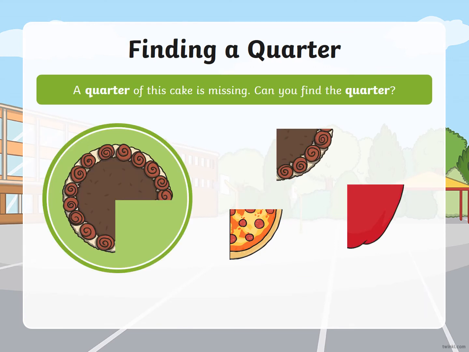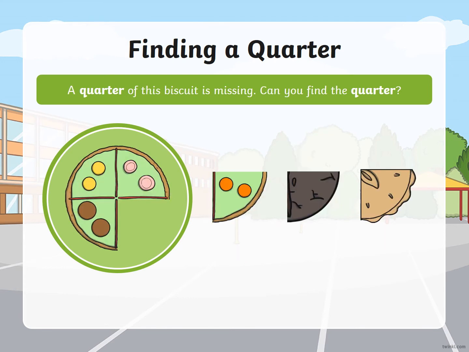So here you can see I've got a picture of a chocolate cake and we've got a missing slice. Can you pick the quarter that would fit into that cake? Did you pick the top one? Remember, it must be the same equal size as what's missing. Okay, it must always be equal.